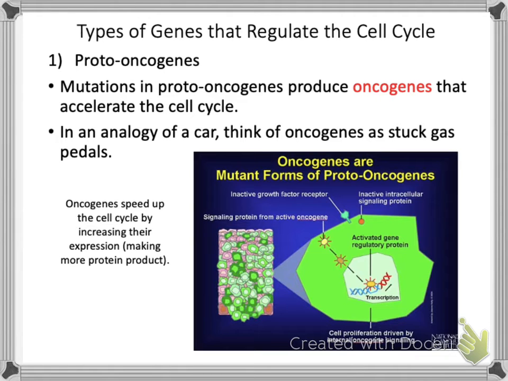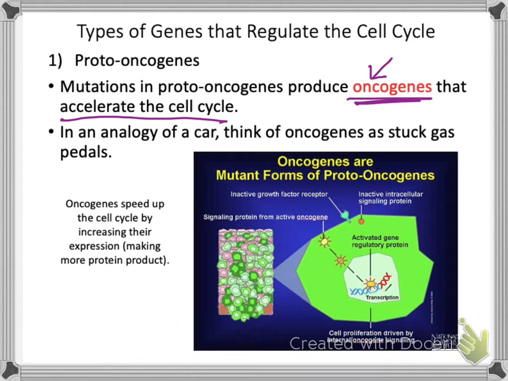The problem is when mutations occur in proto-oncogenes, they produce oncogenes. So it's a little weird. They changed the name. Onco is referring to cancer. So these are cancer genes. And they accelerate the cell cycle. So it's not just enough to make it go. They make it go too fast. So if you had the analogy of the car, think of an oncogene as a stuck gas pedal, okay? The proto-oncogene was overstimulated. It's working too well, okay? The gas pedal's stuck. It's going too fast.